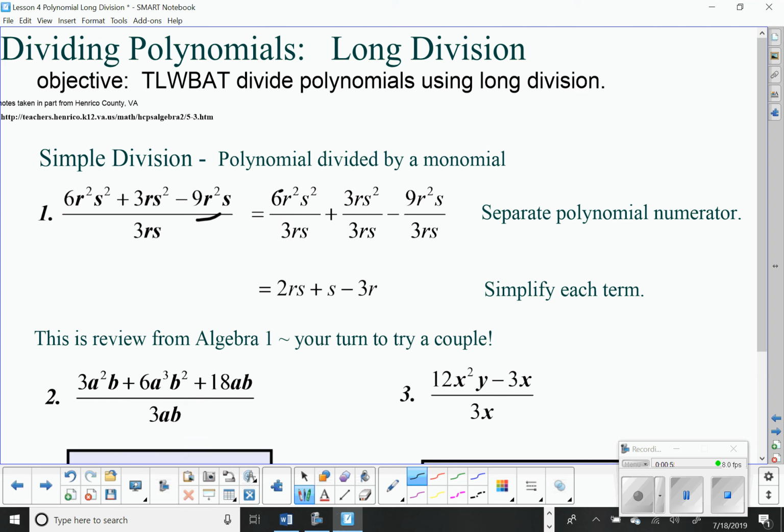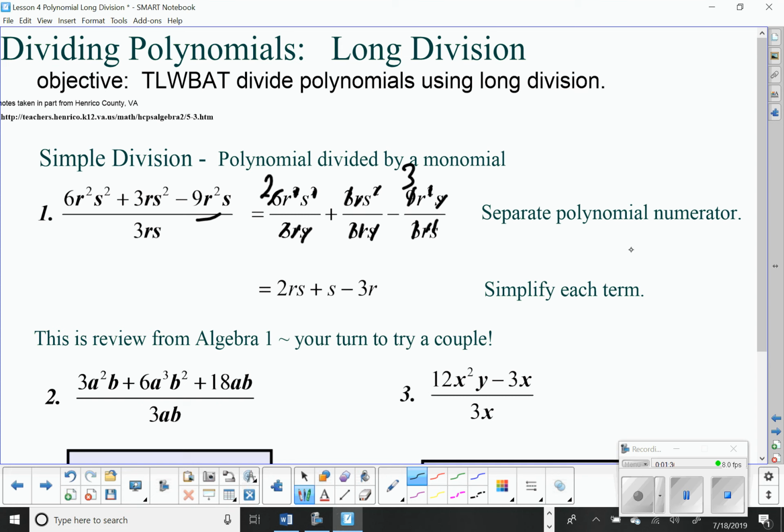Remember that 6 divided by 3 is 2. R squared divided by r is r. S squared divided by s is just s. The 3's cancel, leaving you with 1. The r's cancel, still now 1. S squared divided by s is just s. Then you've got your subtraction. 9 divided by 3 is 3. R squared divided by r is r. And s divided by s makes 1, so it cancels. So now you're left with that 2rs plus s minus 3r.